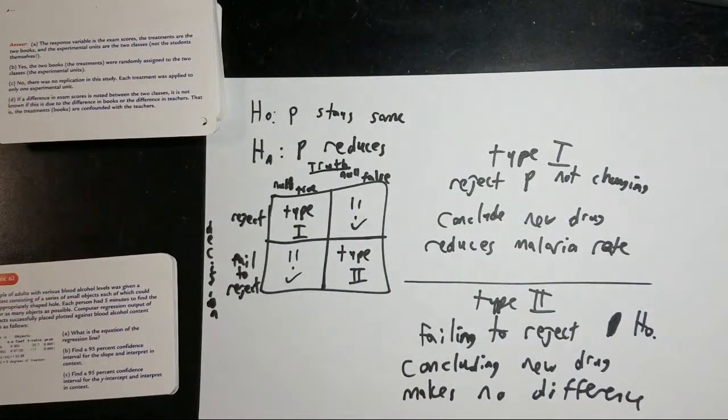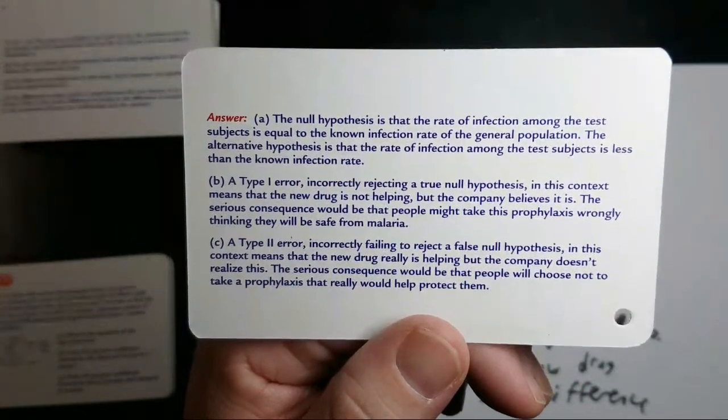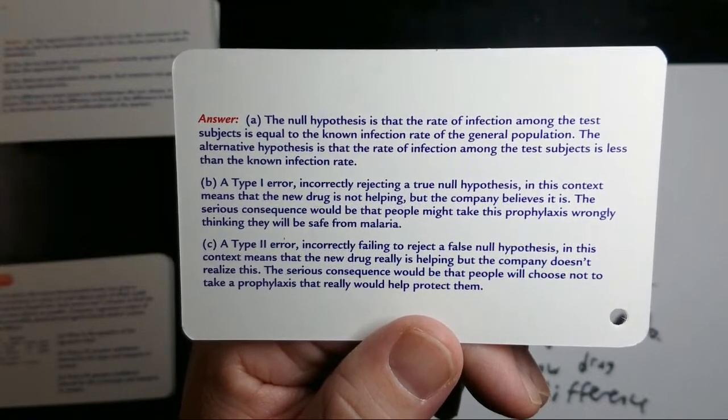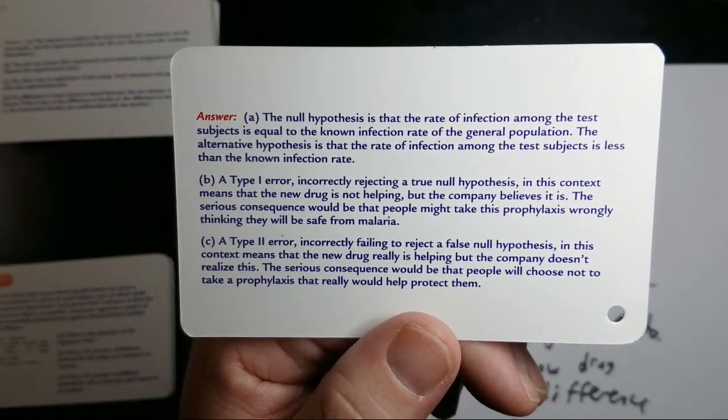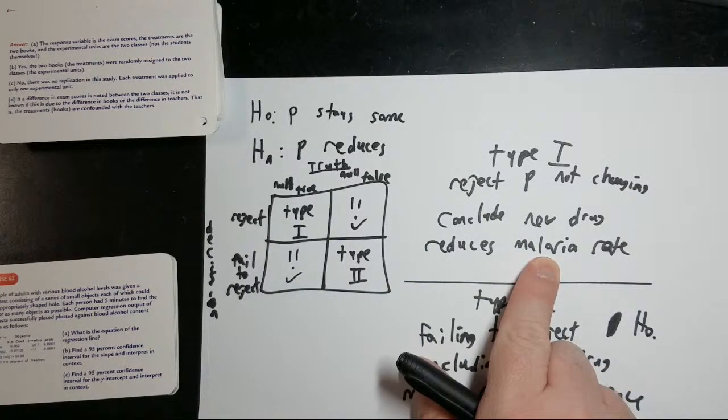Let's see what the back of the card says. Type 1 error, incorrectly rejecting the true null hypothesis in the context means that the new drug is not helping, but the company believes it is. They conclude that the new drug reduces the malaria rate when in reality it doesn't.